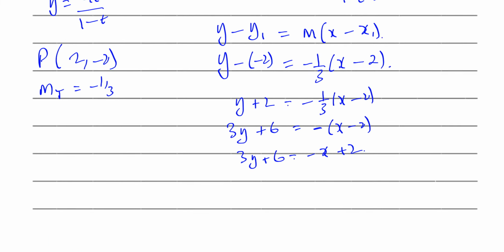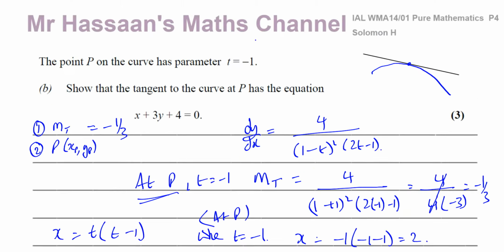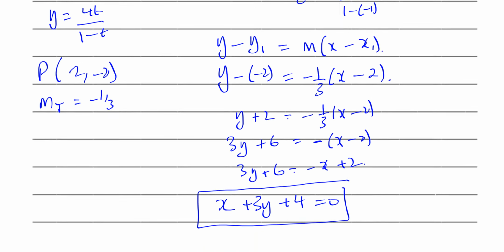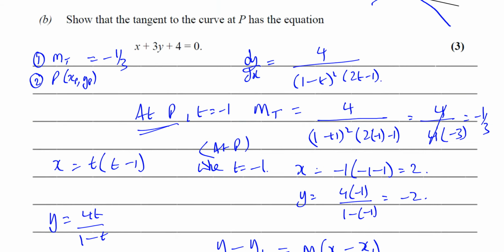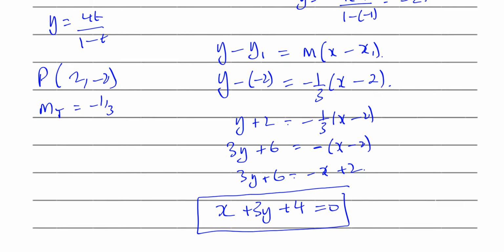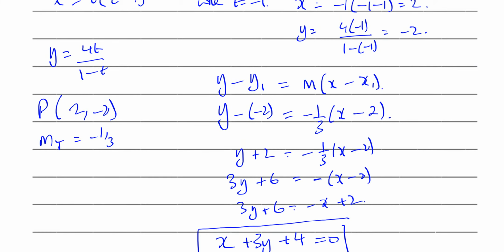So if you add x to both sides, you're going to have x plus 3y, and you're going to have 6 minus 2, which is plus 4 equals 0. And that's exactly what we had to show. X plus 3y plus 4 equals 0. So there's part B done, showing that the tangent to the curve at P has that particular value.